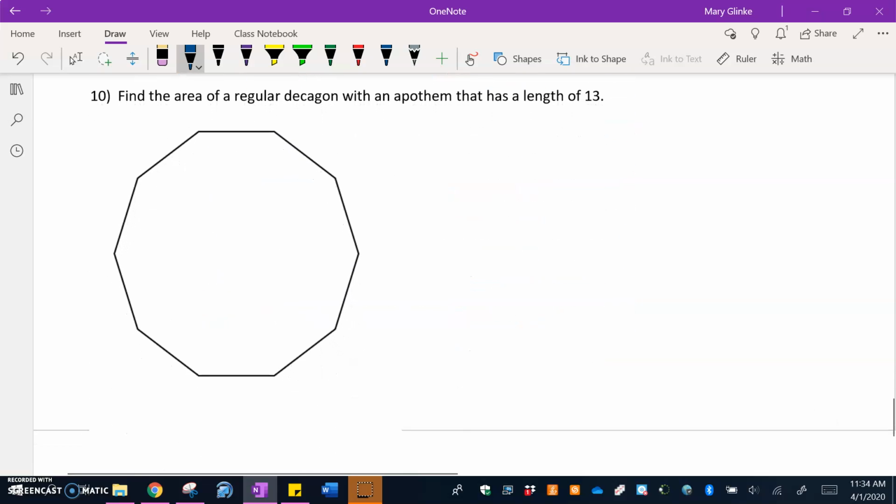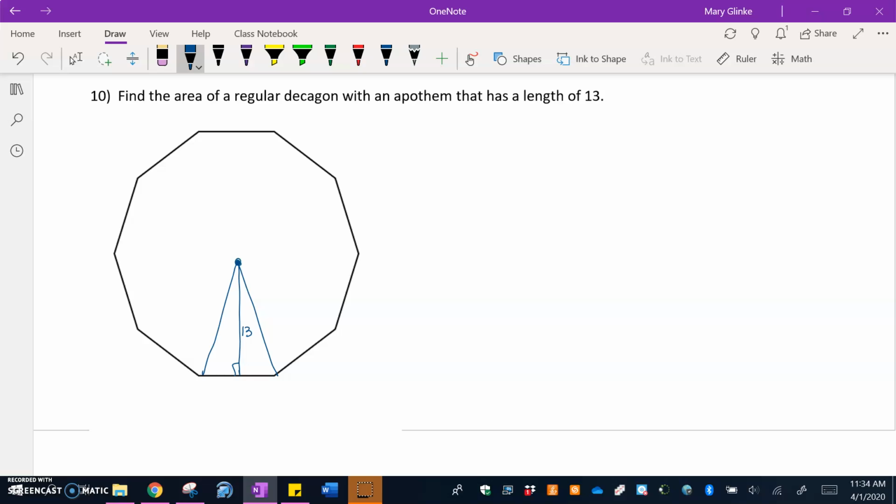Let's take a look at something different. The regular decagon has an apothem with a length of 13. So if I were to draw in my triangle, I could draw in the apothem here. Again, it's the perpendicular distance from the center to the side. That has a length of 13.